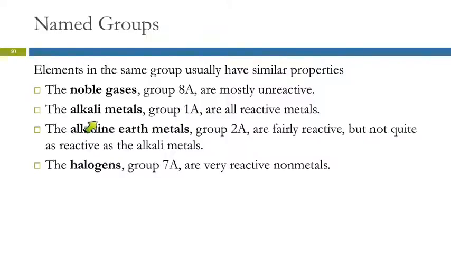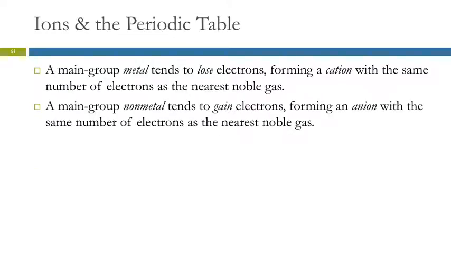The alkali metals are the metals in group 1A, and they are all very reactive. The next group over, group 2A, those are called the alkaline earth metals. They're fairly reactive, but not as reactive as the alkali metals. And then in group 7A, we have what are called the halogens. And those are very reactive nonmetals. Your book talks about each of those groups, but you can read that. You don't need me to explain that to you.